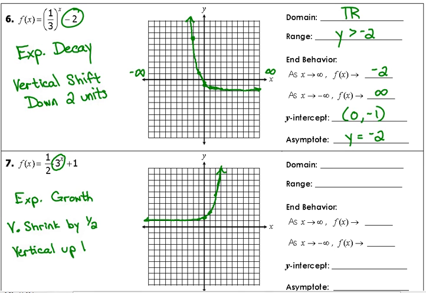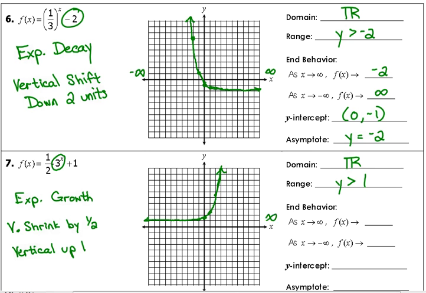Okay, domain, still all real numbers. Always, always. Our range, what are our y values greater than? Do we have any y values down here below the x-axis? No. Do we have any y values right here? Nope, not right here. Where do they start? At 1.